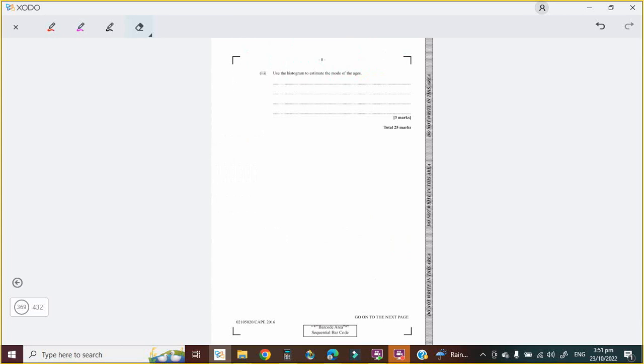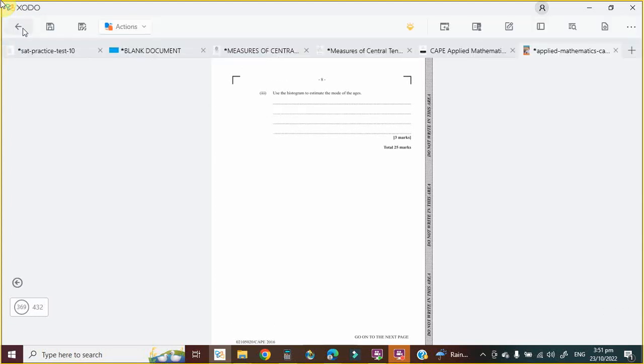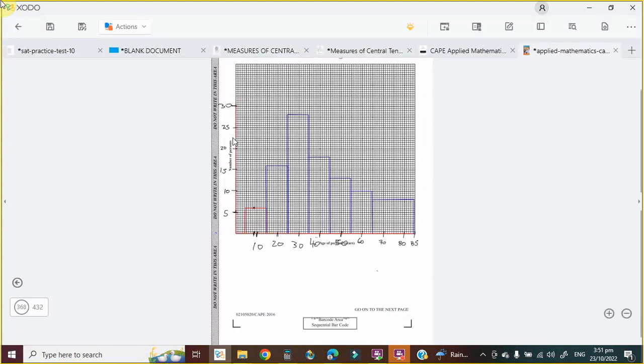Now they say use the histogram to estimate the mode. Now, gentlemen, good. Notice it says use the histogram and not the formula. So I'm happy that we would have done this question now. So how do you use the histogram? So gentlemen, this is how you use the histogram.